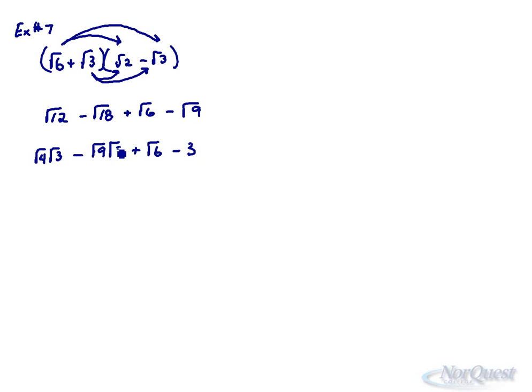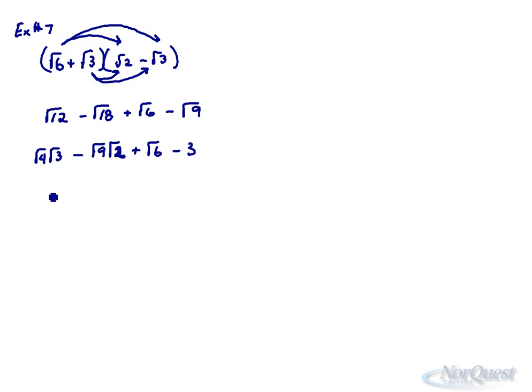Whoops. Root 18 is not 9 times 3. How about 9 times 2? Almost made a big mistake there. So it's root 4, root 3 to be root 12, root 9, root 2 to be root 18. No perfect squares in the root of 6, and the root of 9 does simplify to be 3.